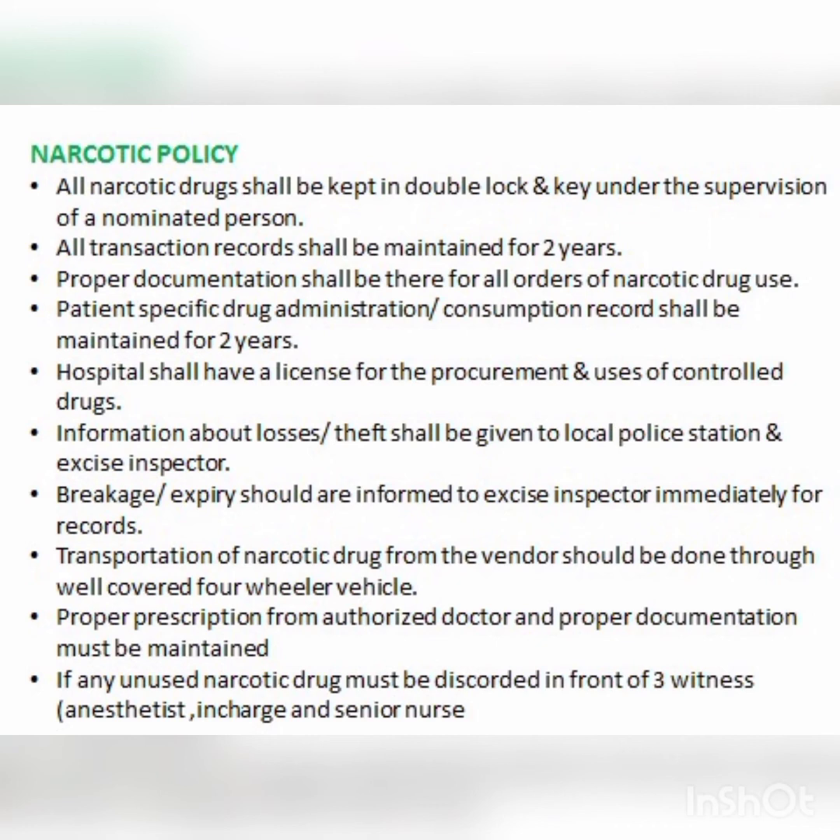Hospital shall have a license for the procurement, use and control of drugs. Information about losses, theft shall be given to the local police station and excise inspector. Breakage and expiry are informed to the excise inspector immediately for record. Transportation of a narcotic drug from the vendor should be done through a well covered four-wheeler vehicle. Proper prescription from an authorized doctor and proper documentation must be maintained.